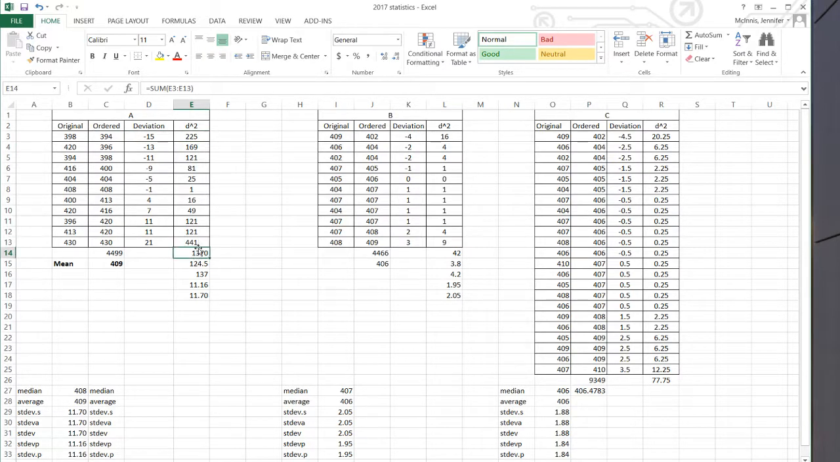And then here we go. I can add them all up. I can divide by the number of data points. So this is my sample variance. I can divide by n minus 1. This is my population variance. And then the square root gives me my standard deviation.